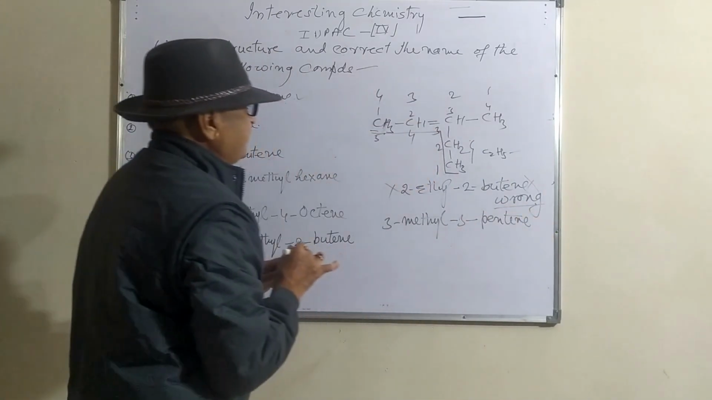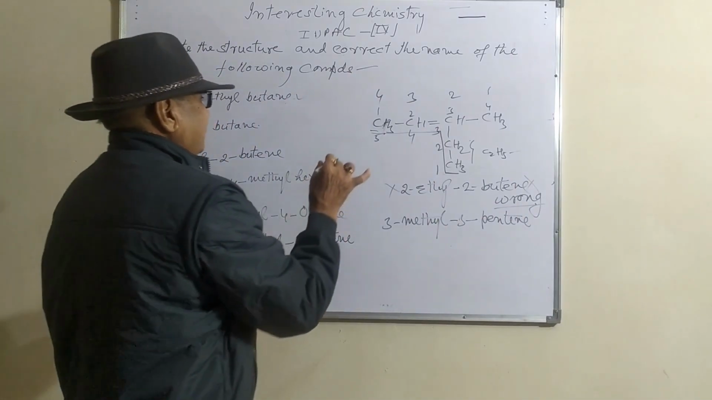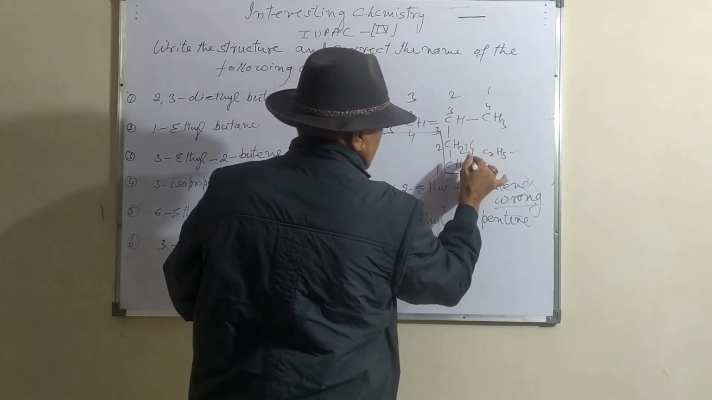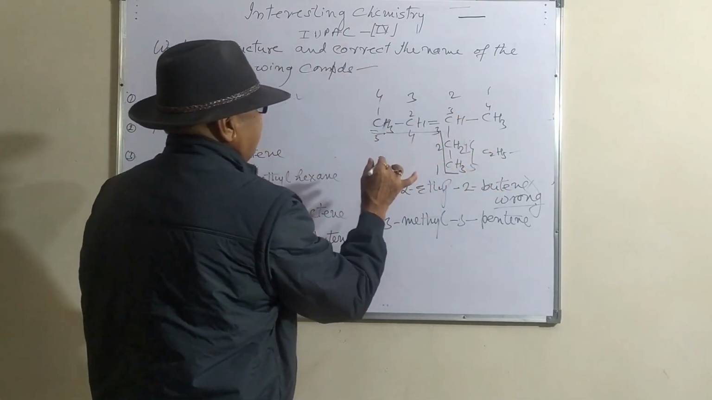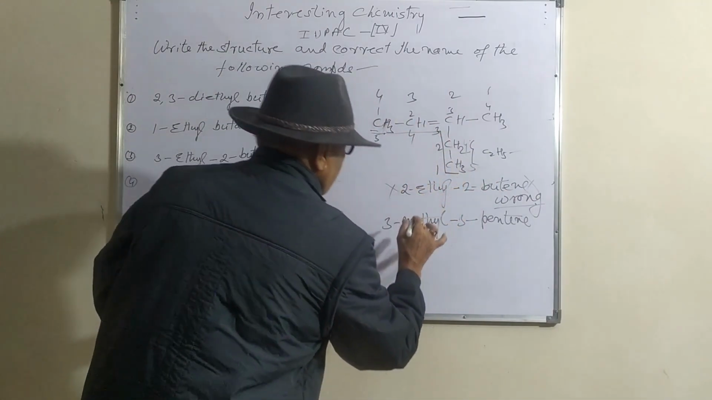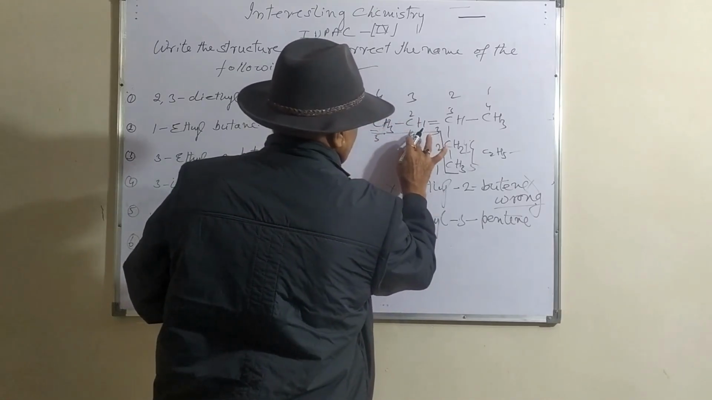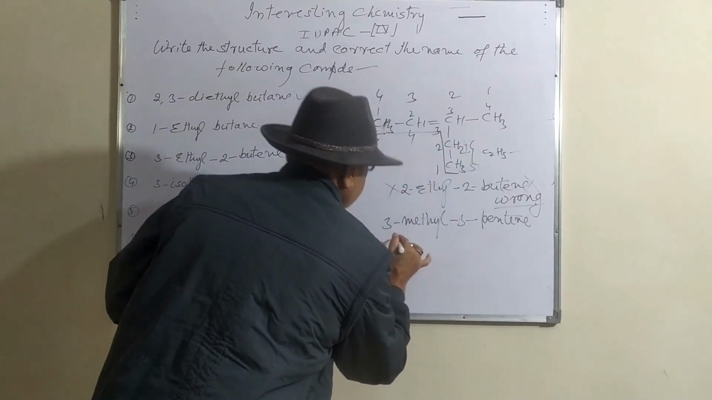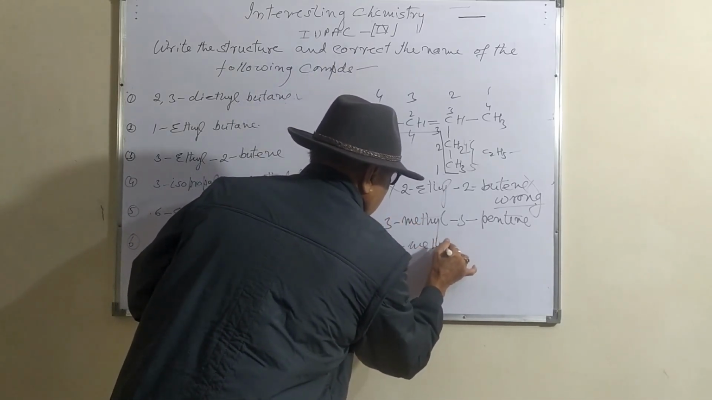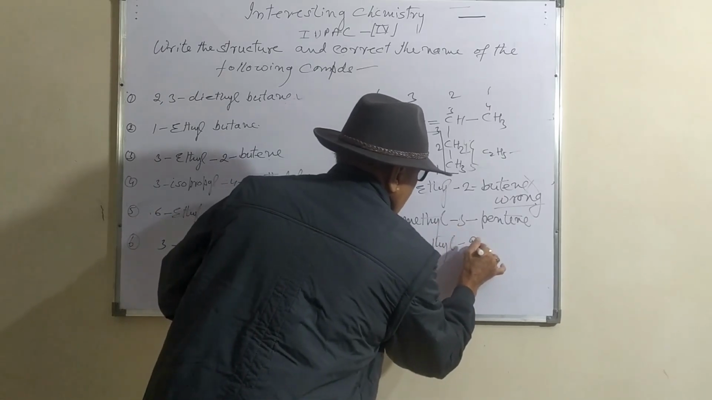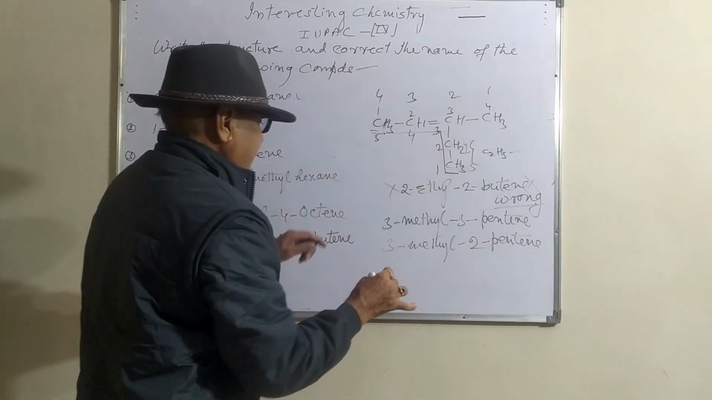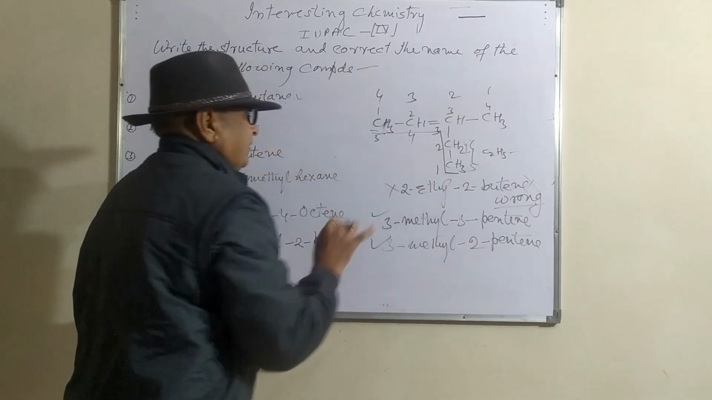Again, if I give the numbering from this end, 1, 2, 3, 4, 5, the name of this compound will be 3-methyl-2-pentene. So this name will be correct and the other name will be wrong.